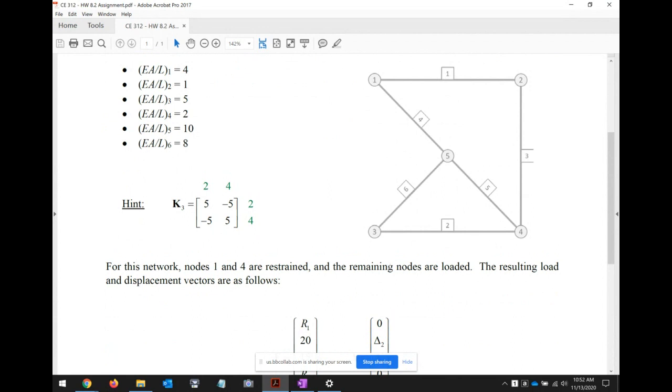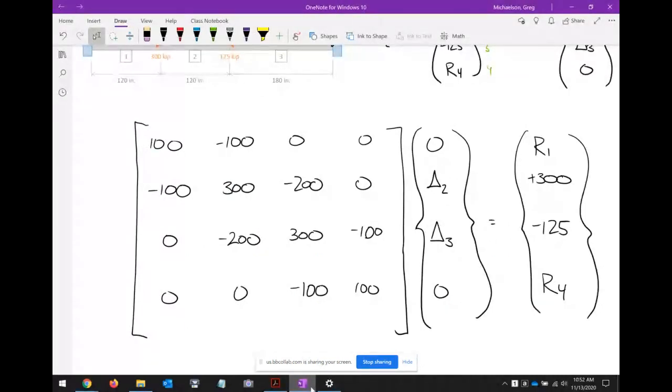On Monday, we're going to finish this matrix problem, and then we're going to start to dip our toes into truss land.